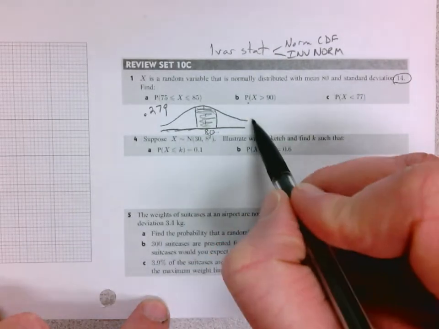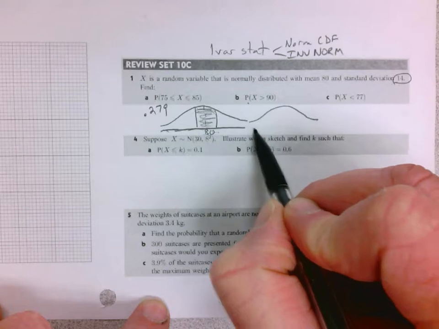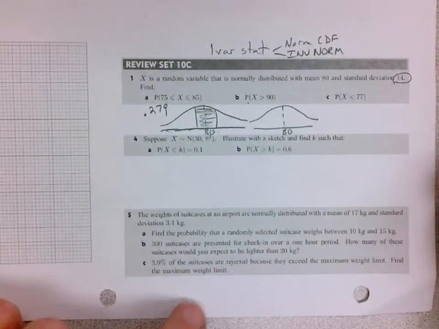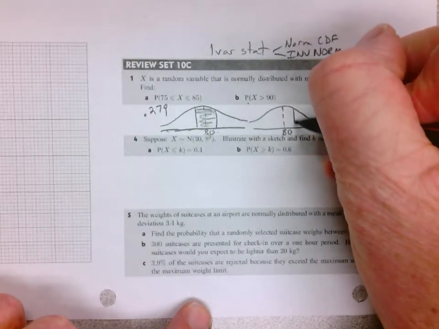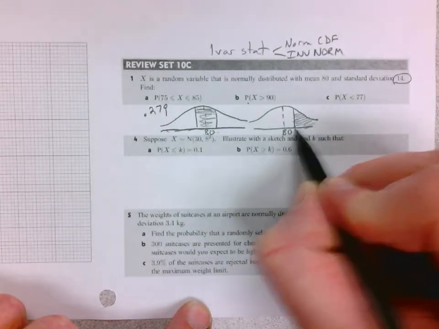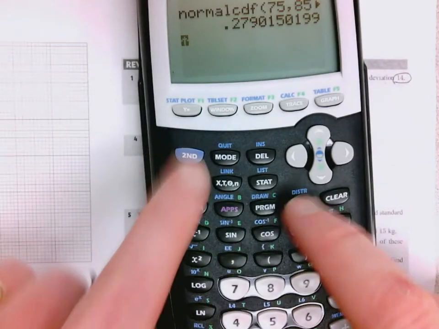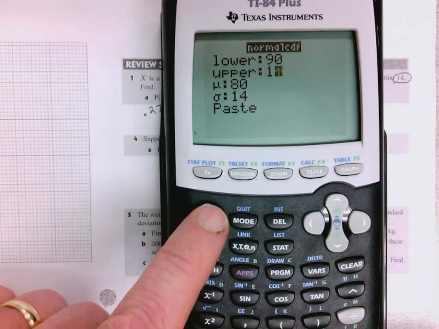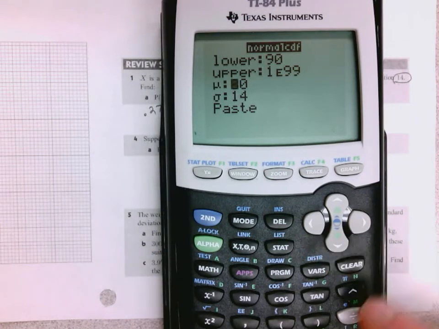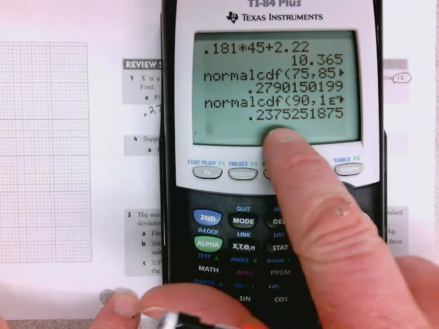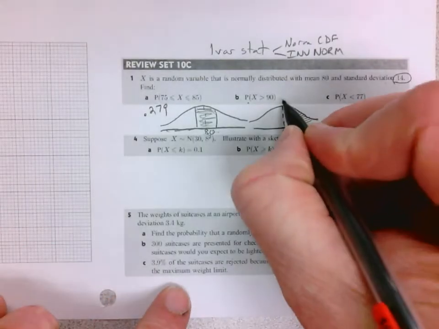Okay, probability that our value is less than 90. Notice I'm making the normal curve again. Took me a really long time. So 90 is there. I want to know the probability that I'm up here, so I'm going from 90 to forever. So normal CDF, 90, 1 to the 99th, same other stuff, 0.2375, so 0.238.